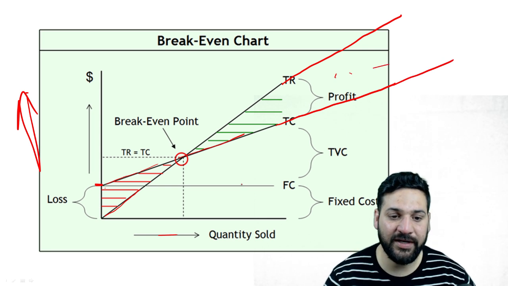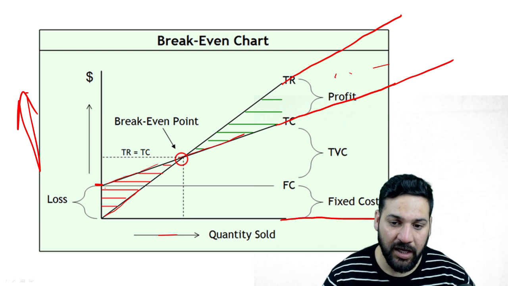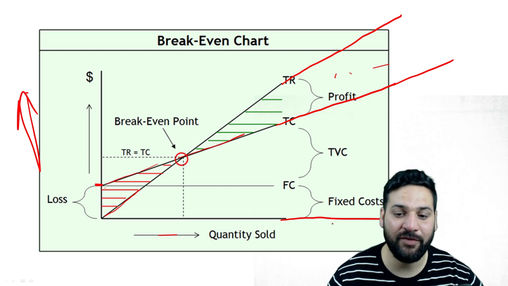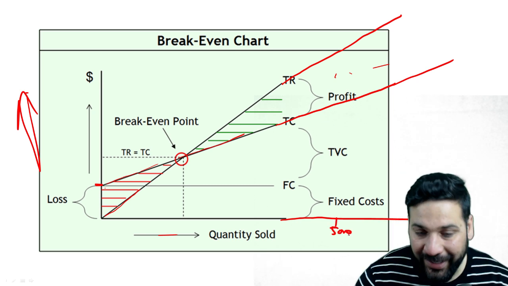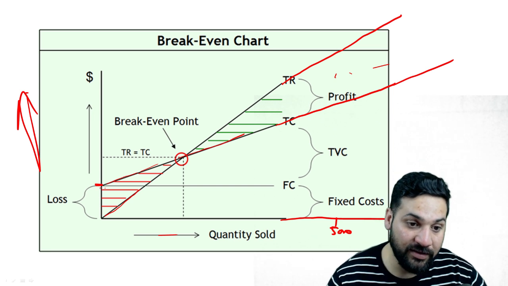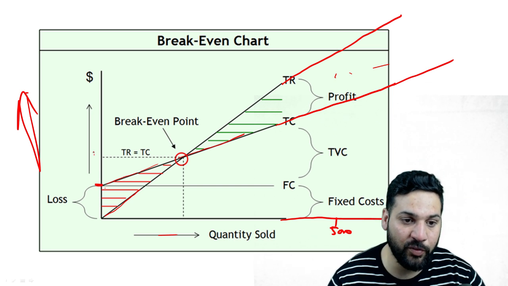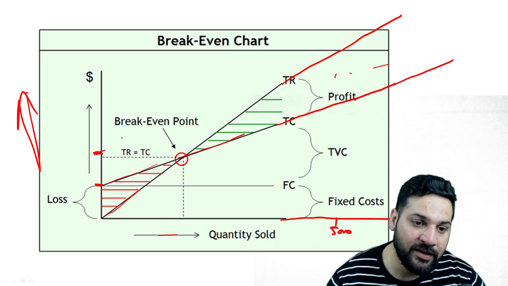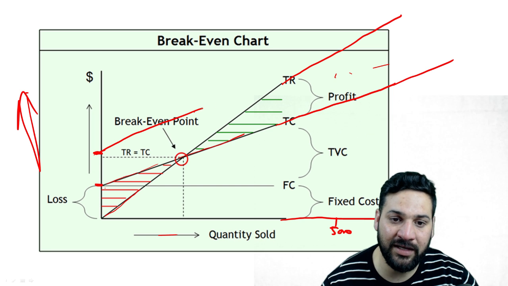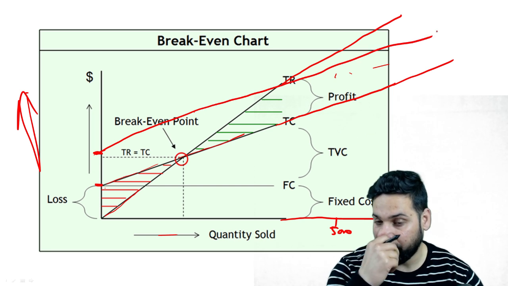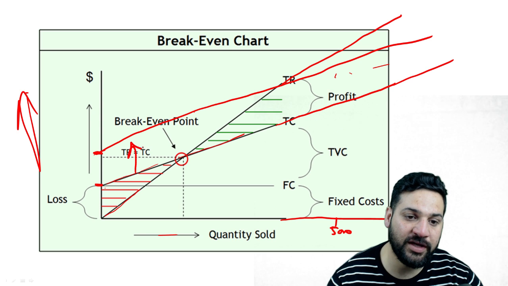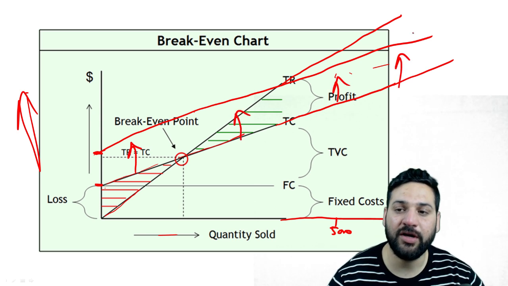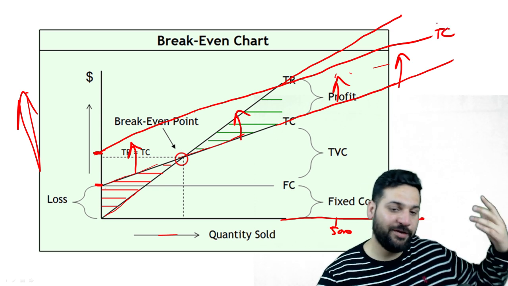But after a point, if the capacity of your plant is 5,000 units and you have already produced 5,000 units, you need to make additional fixed cost. Then this fixed cost is going to shift upward, whatever the new investment you made, and the variable cost line will shift upward too. So whenever you make a new fixed investment, this total cost line will shift upward.